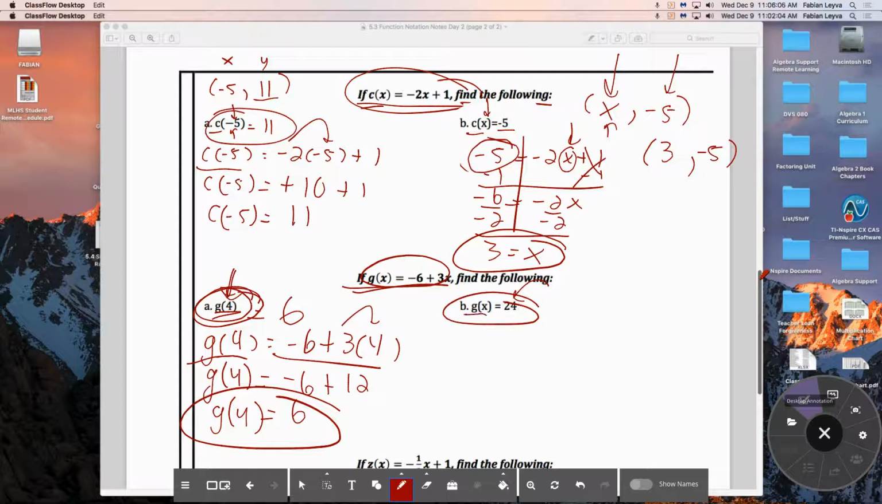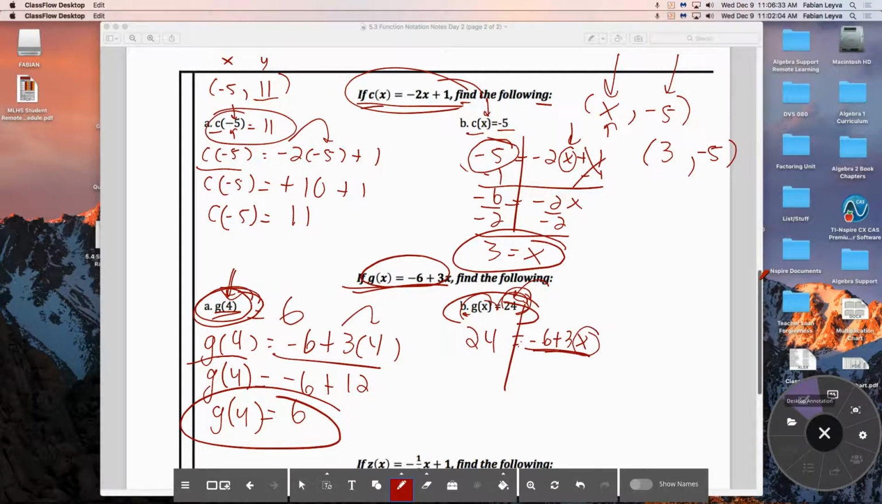Now, they told me what my function is equal to. g of x is the function. It is equal to 24. So if I have g of x is equal to negative 6 plus 3x, they told me what g of x equals. They told me what my function is equal to. It's equal to 24. So let's erase that g of x, because again, we know what it equals. It equals 24. And it is equal to all that function. Now it's just your job to solve for x.